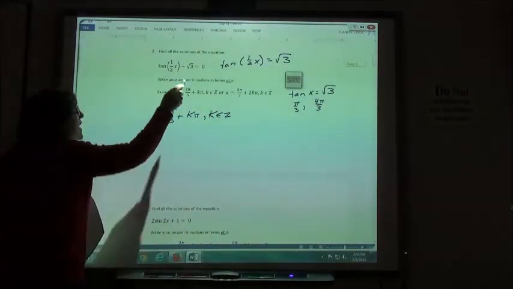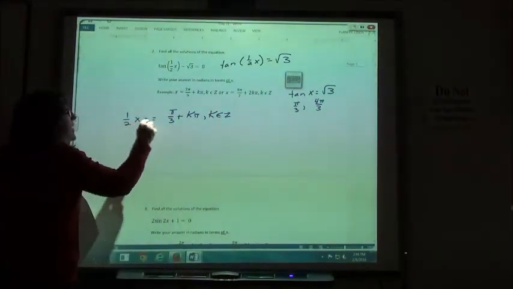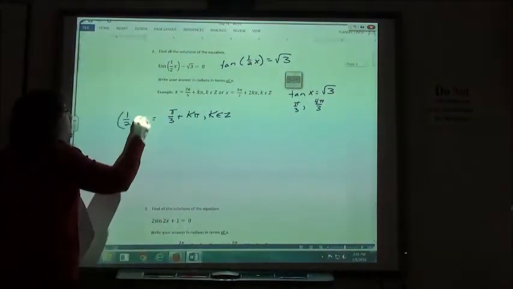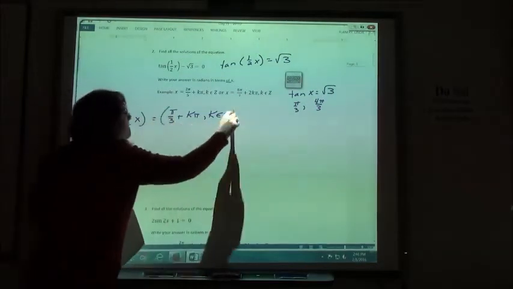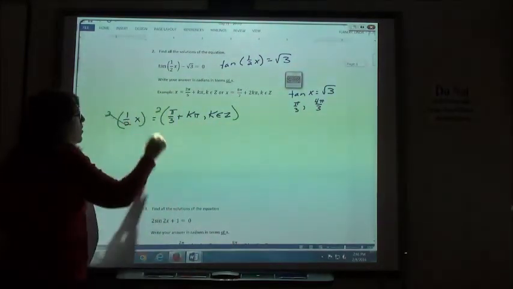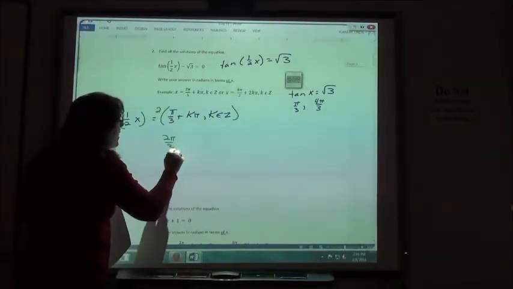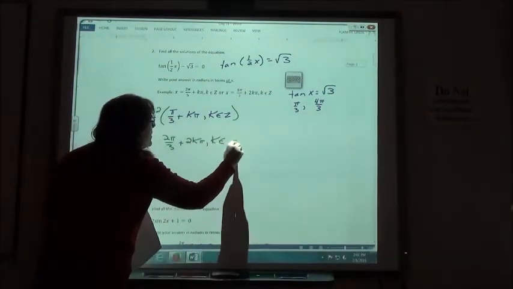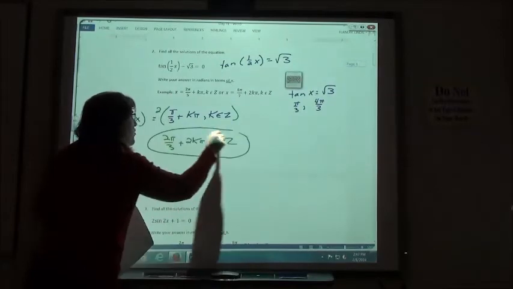So in this case then we are going to say 1/2 x equals that. In order to solve it for x, we're going to times by 2. So I'm going to have 2 pi/3 plus 2k pi, with k being an element of z. And that's going to be my answer.